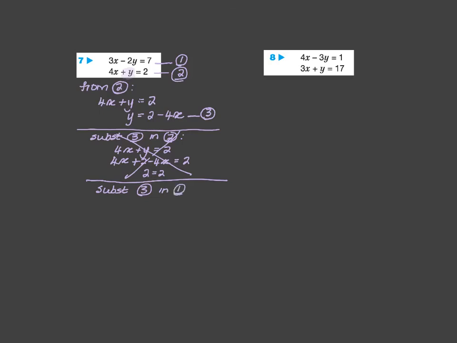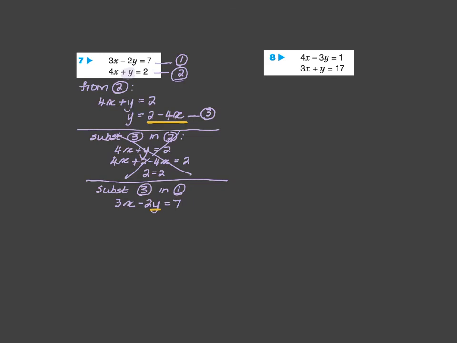Write down equation 1: 3x minus 2y is equal to 7. Then check what you are substituting. You're substituting this 2 minus 4x for y. Why can you do that? Because y is equal to 2 minus 4x.